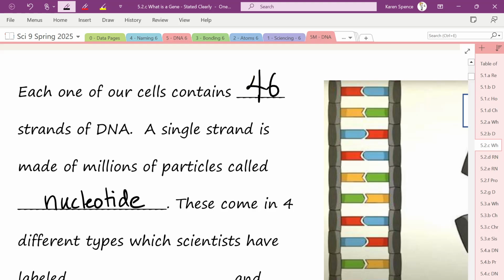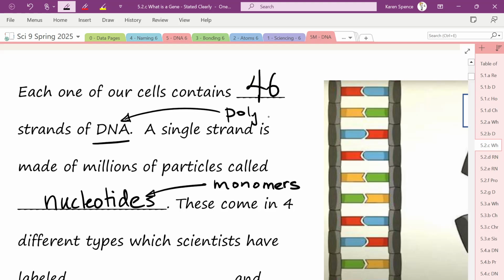Now, when it comes to DNA, nucleotides are the monomers, and DNA is the polymer. Nucleotides, monomer, polymer.